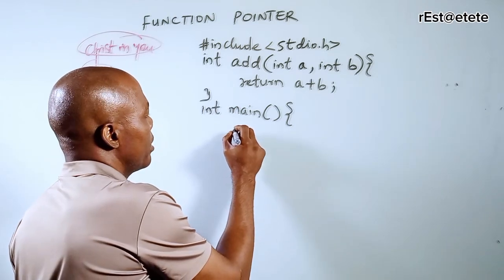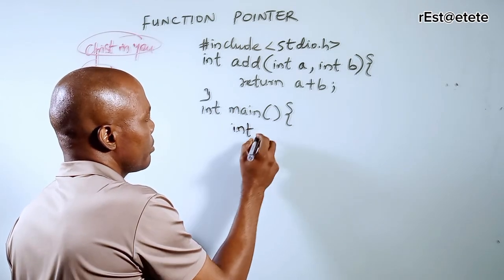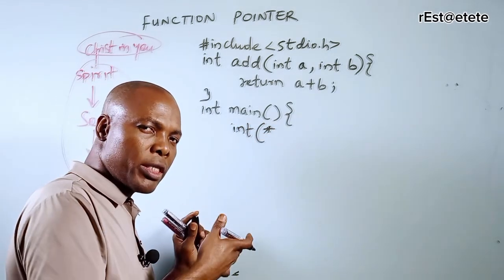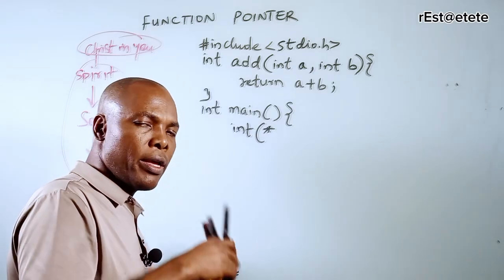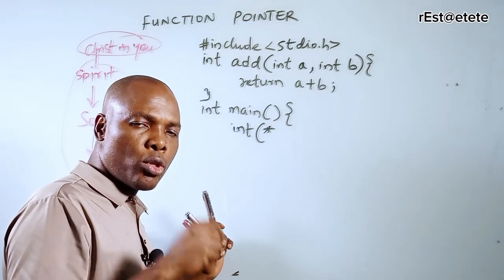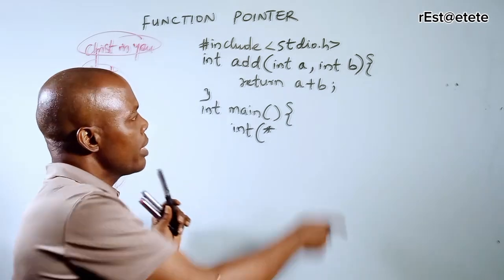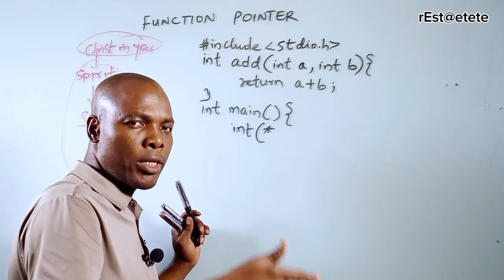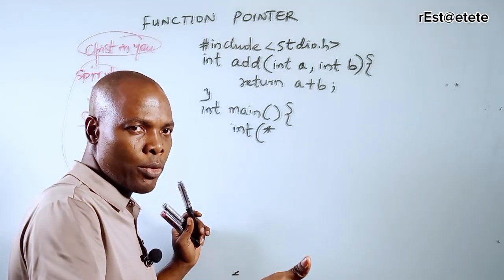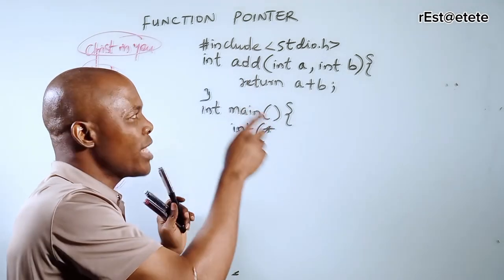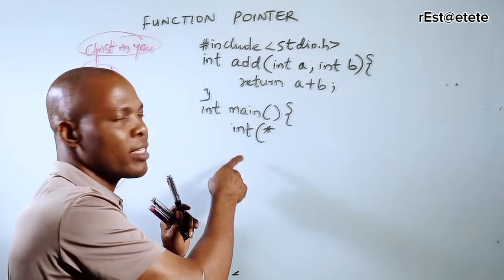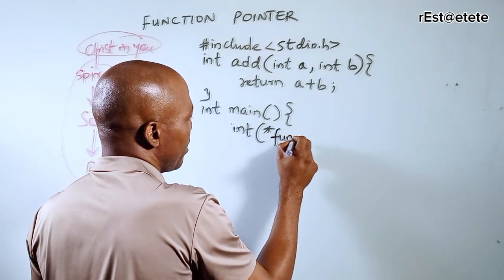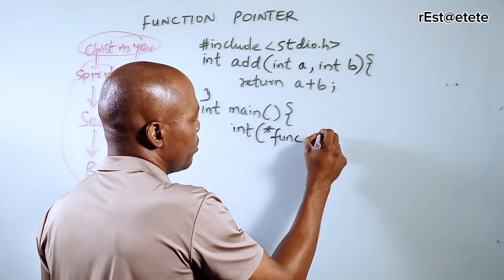So I will say int. Remember, it's all about the concept. The concept is that a pointer is a variable that stores the address of another variable. Now, this function that you have created, a memory location will also be created for you. So there's also an address in the memory for this function. So the address of this function is what will be passed to my pointer. So I'm going to create a function pointer.